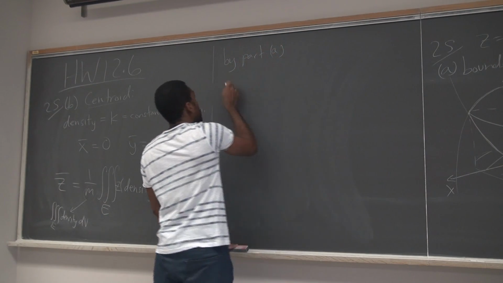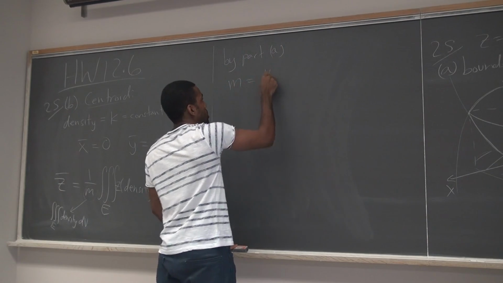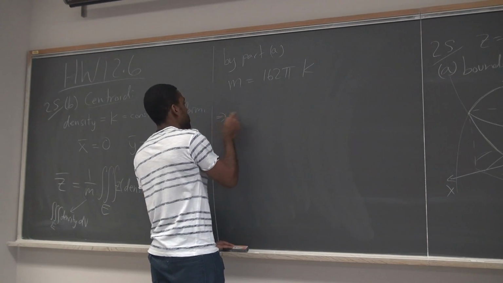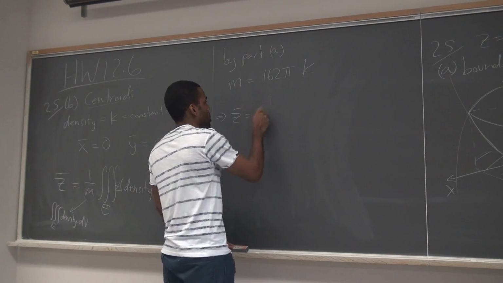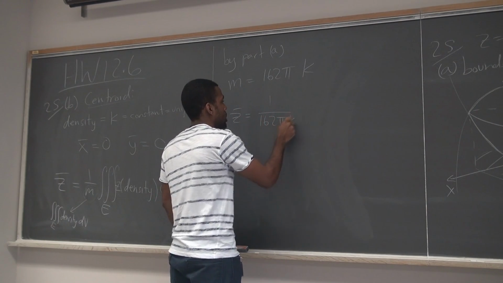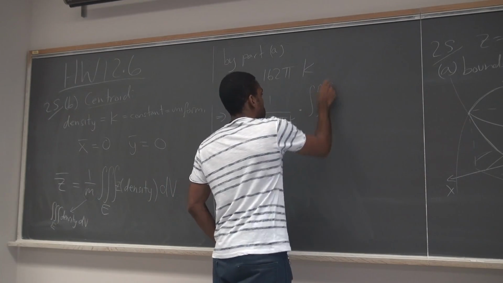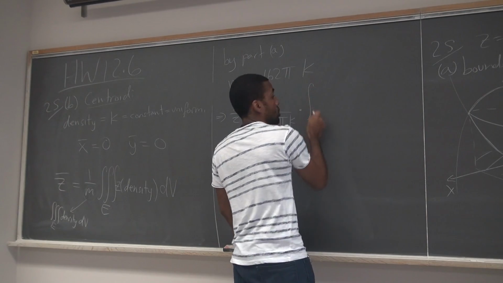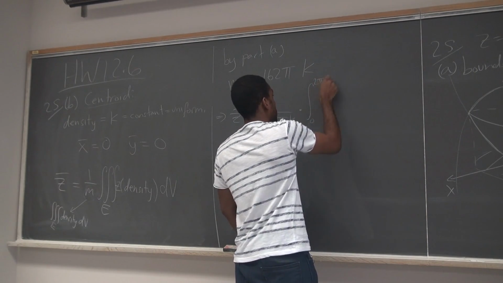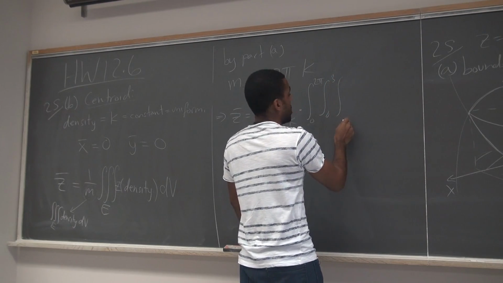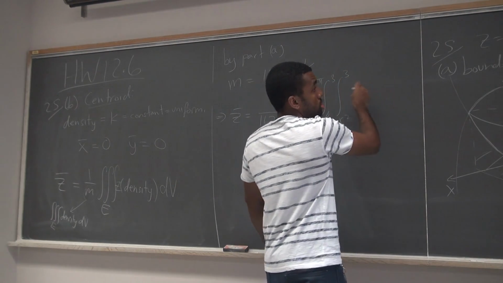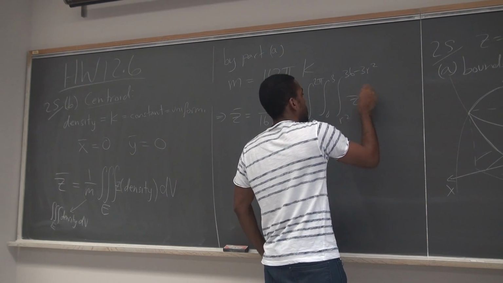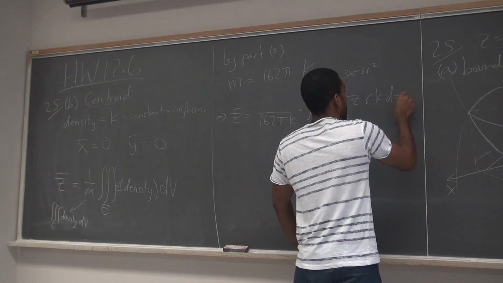So here, from part A, M is equal to 162 pi times K. This means my Z bar is going to be 1 over 162 pi K times the integral from 0 to 2 pi, 0 to 3, r squared up to 36 minus 3 r squared, of Z r K dz dr dθ.